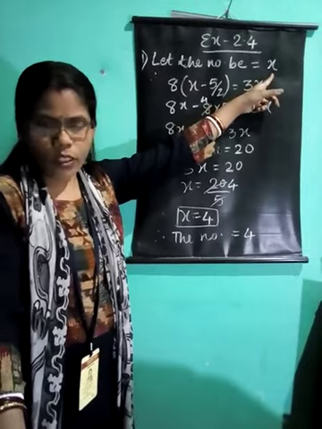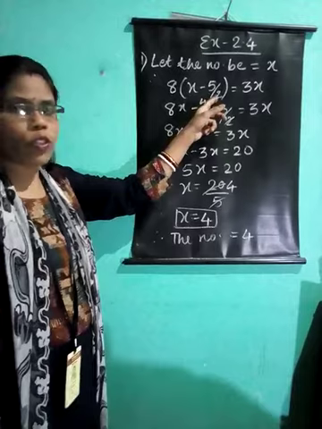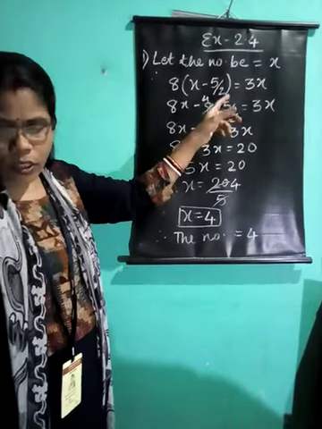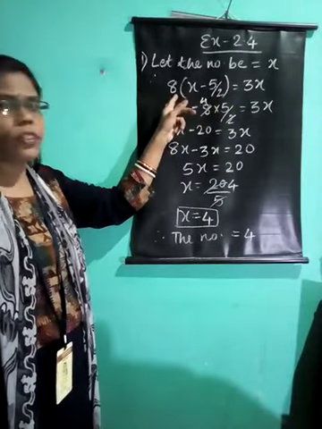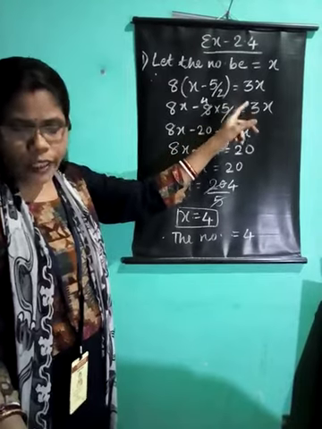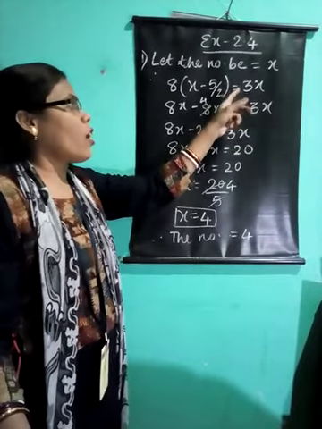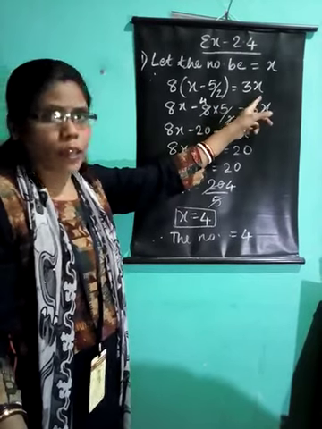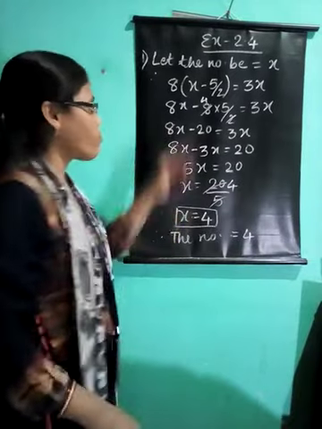Then what is she doing? She subtracts 5 by 2. So x minus 5 by 2, because she is subtracting 5 by 2 from x. Then after that she multiplies the result by 8. Then the result now obtained is 3 times the same number, so 3 into x. So this is our equation which is formed.